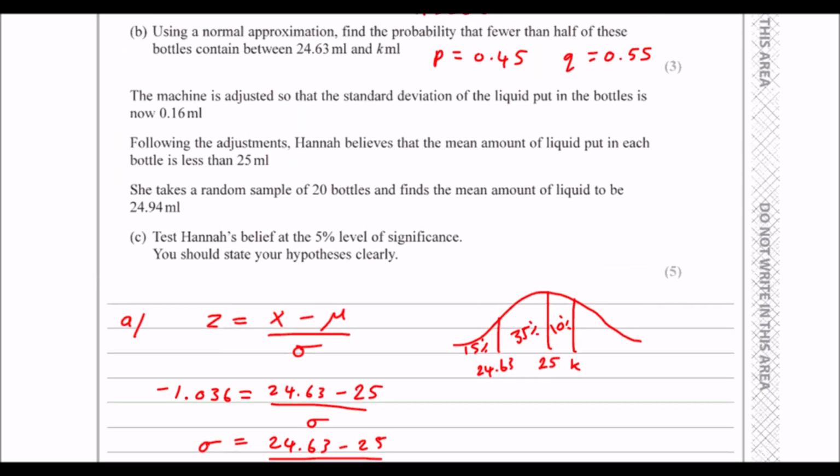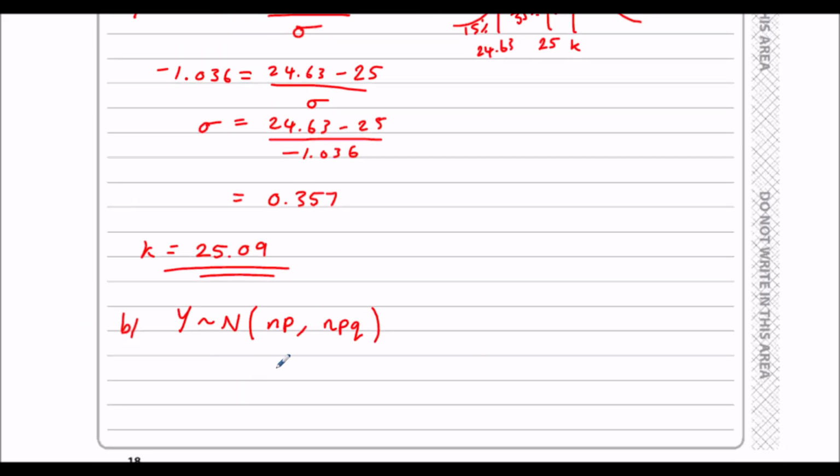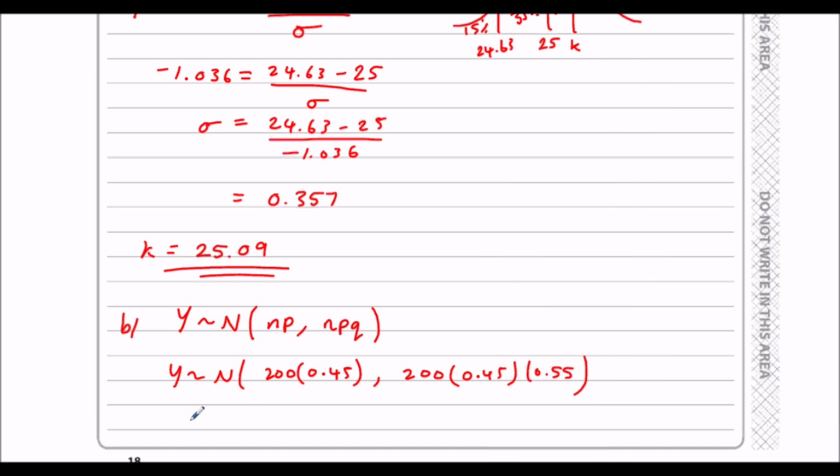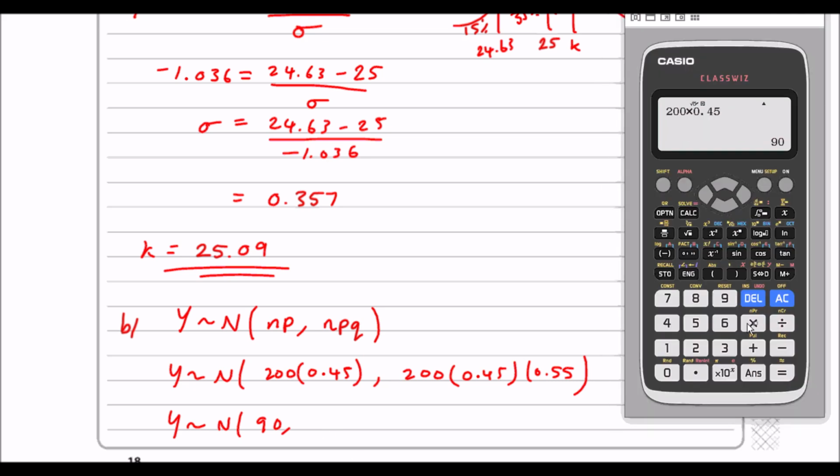So we have NP, 200 times 0.45, and our variance 200 times 0.45 times 0.55. And 200 times 0.45 is 90. So that's the mean. The mean is going to be 90. So that's how many we'd expect, how many out of 200 we would expect to be between those two numbers. And our variance is that times 0.55, which is 49.5.